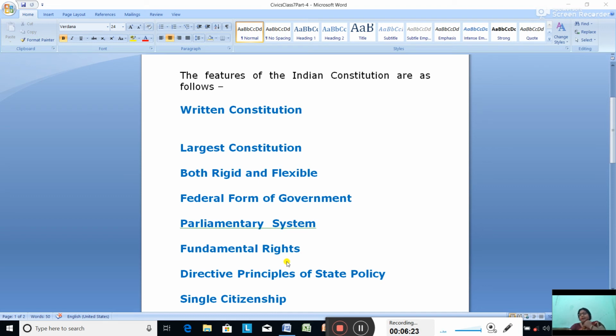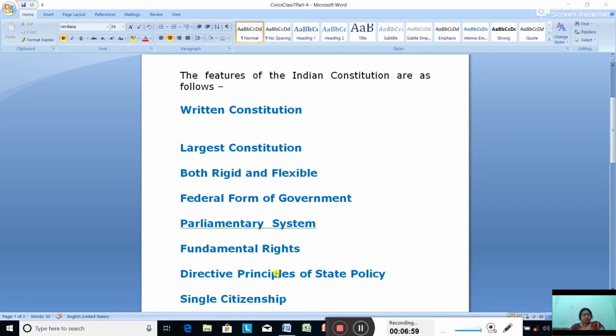Next, we have directive principles. Directive principles of state policy are mentioned in part 4 of our constitution, and they include certain principles which the government of the day needs to follow, as well as certain ideals which the government should aim to achieve. This means directive principles act as guiding principles of policy making.